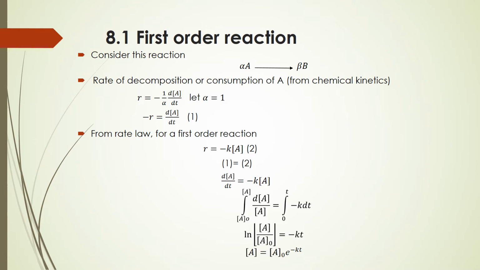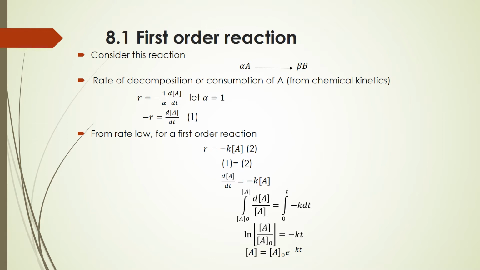From the rate law for a first order reaction, we know that R equals minus K times concentration of A to the power of 1. In this case, I do not write 1 as a superscript to A because it is already known that it's 1. So that is the second equation. Let's equate equation 1 and 2. So we have dA over dt equals minus K concentration of A.